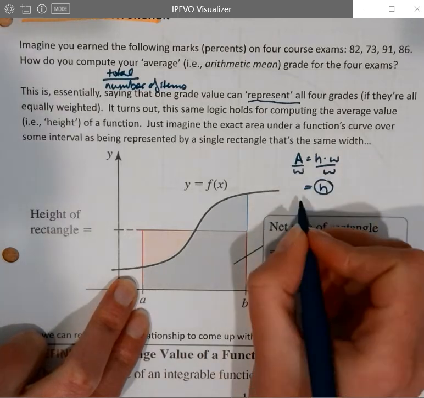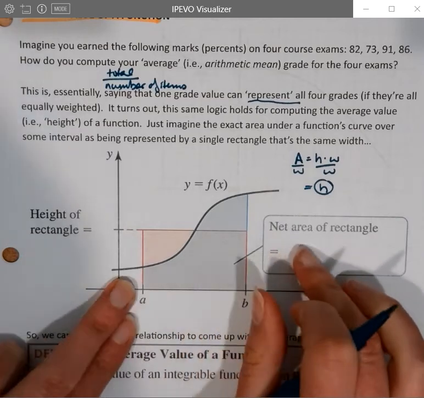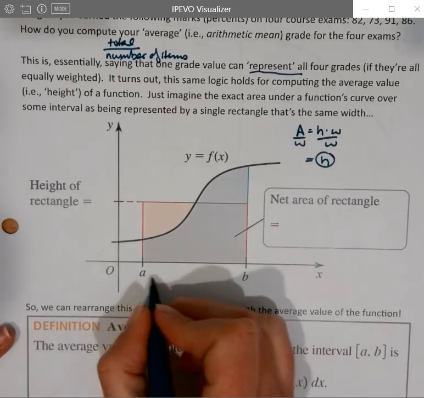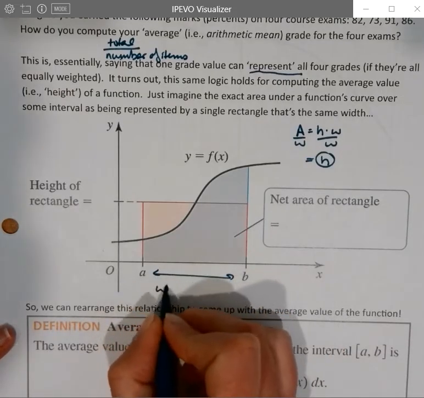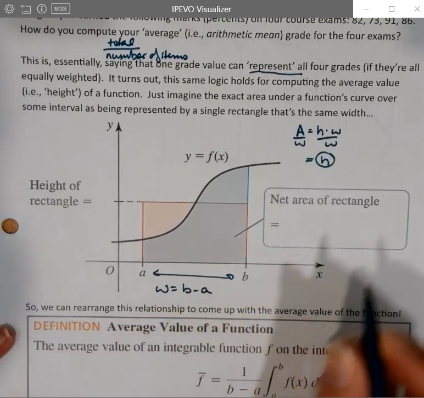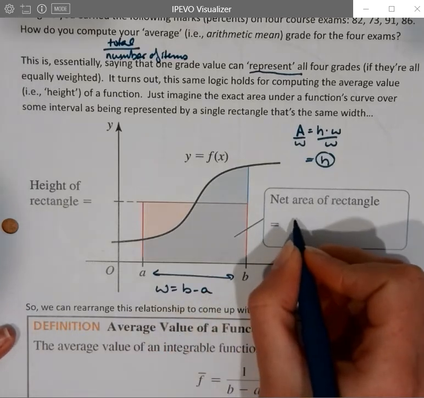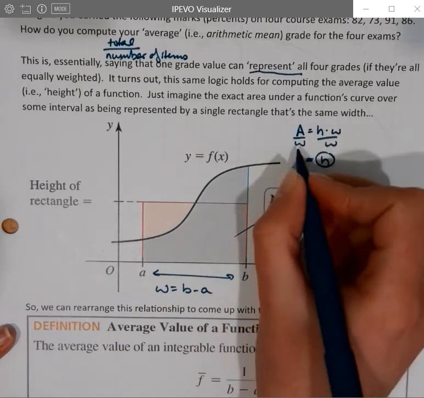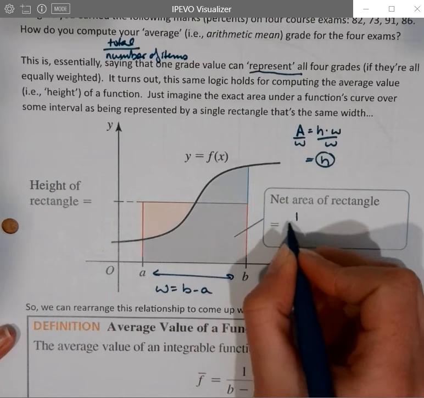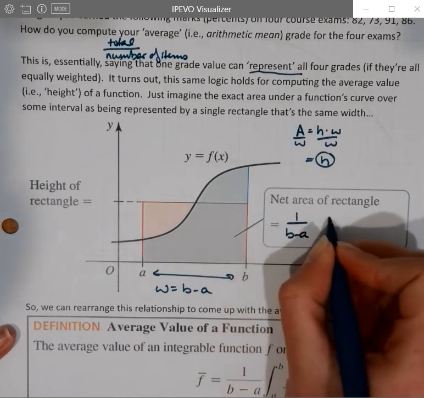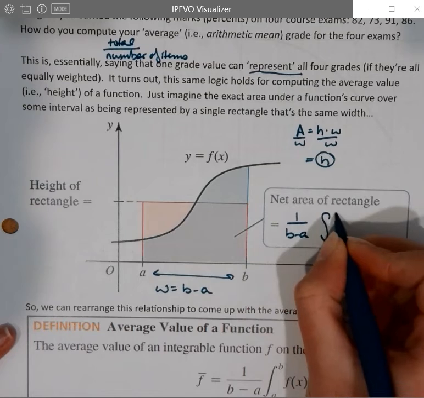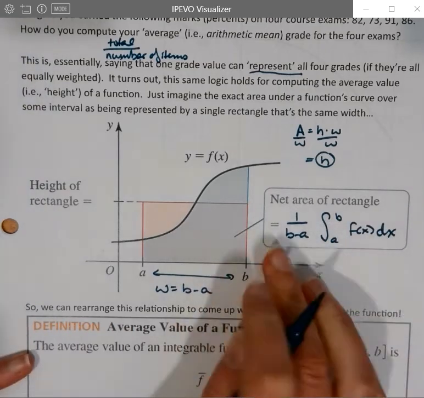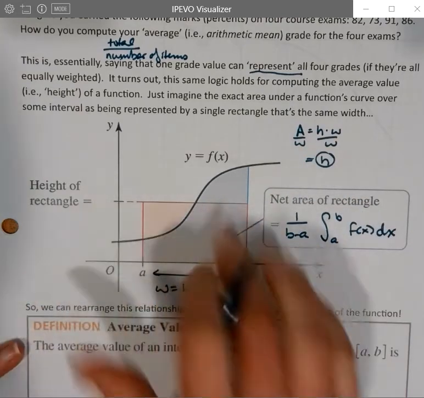And so what I want to do then is talk about the net area of a rectangle. And so if I divide off the width, we can calculate the width of this rectangle as b minus a. That's the width, right? And I know the area is the integral. So the net area is going to be, instead of writing it as a divided by w, I could write it as 1 over w times a. So 1 over w, b minus a. And then area is the integral from a to b of f of x dx. Okay, so this is how I would represent the average height of this.